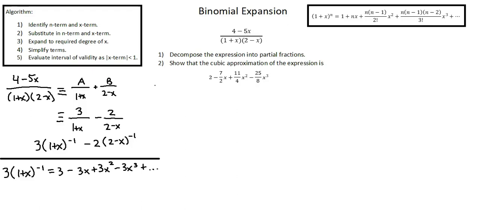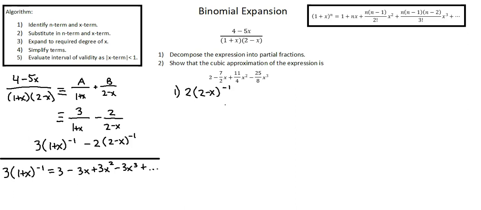Okay, welcome back. We're continuing with example 4 of the binomial expansion. Now we're moving on to the expansion of our second binomial term. Step 1, identify n term and x term. The binomial we're working with now is 2 times (2 minus x) to the power of negative 1.